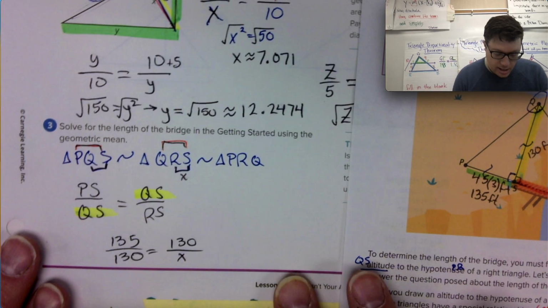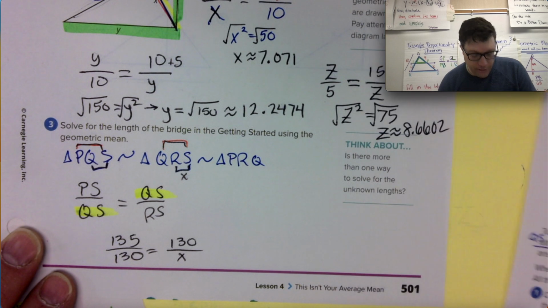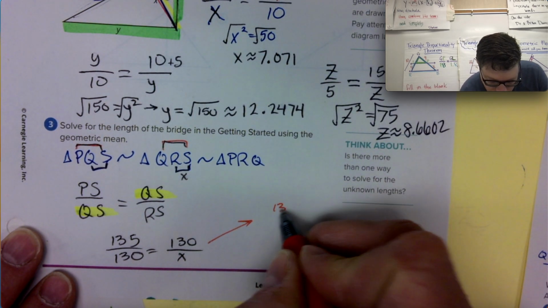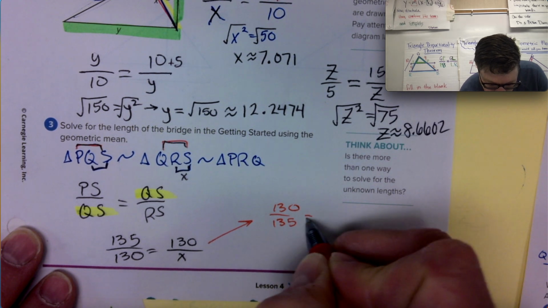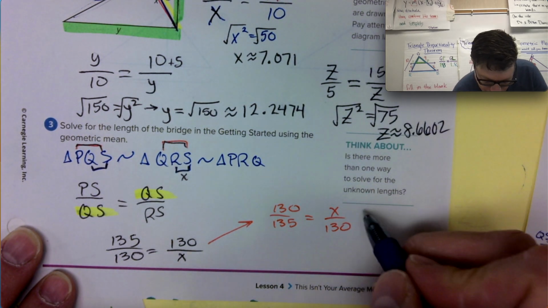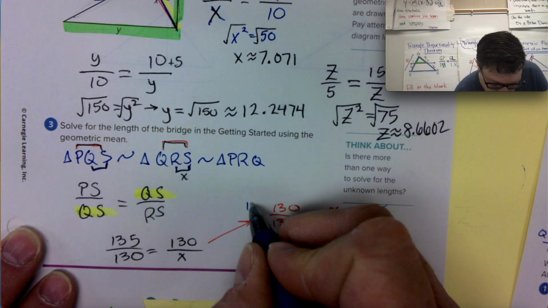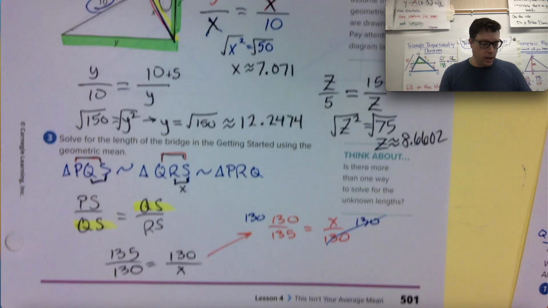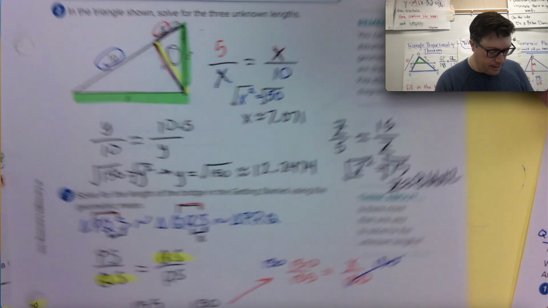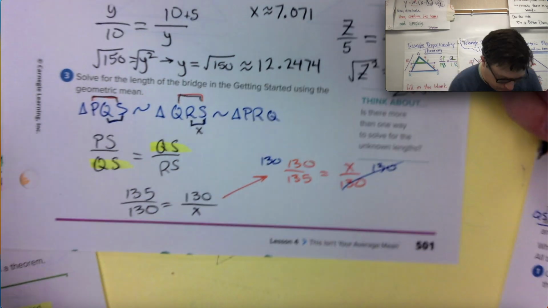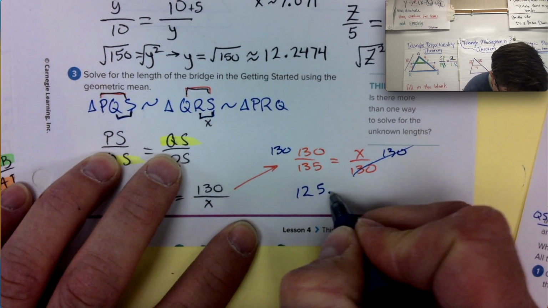Solve for x. I'm going to use the reciprocal method first, which means this would be the same as 130 over 135 equal to x over 130. I'm going to multiply both sides by 130 to reduce there and multiply here. Now I need to know, hey Siri, what's 130 squared divided by 135? The answer is approximately 125.1851.